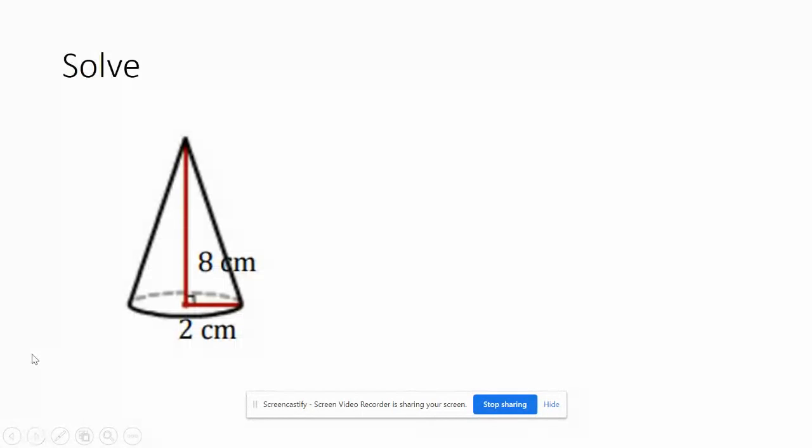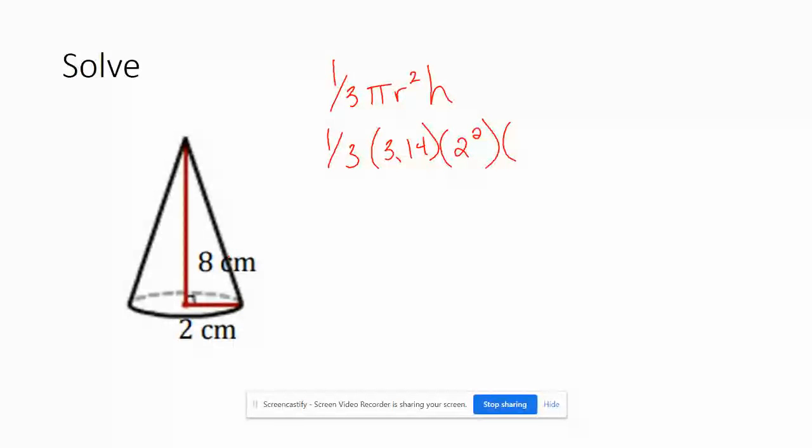The first example I want to look at is a cone with a radius of 2 and a height of 8. So let me turn my pen on real quick. My formula is 1/3 pi times r squared times height. I could put everything in parentheses, which I usually do. I just change pi to 3.14. My radius is 2, so 2 squared, and my height is 8.